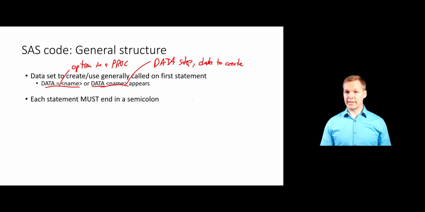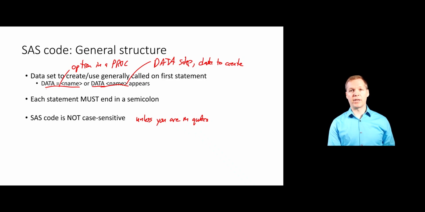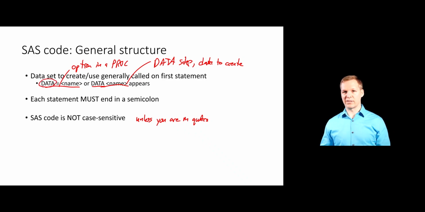Each one of our statements ends in a semicolon. Sometimes you'll get an error in your code. Oftentimes it's because we forgot semicolons. SAS code is not case sensitive unless you are in quotes. It doesn't matter whether you mix case or anything like that. SAS code does not care. I tend to, when I do my coding, put keywords and things like that as all caps, and then I do everything else in lowercase. But you don't have to do that. You could use all lowercase data.